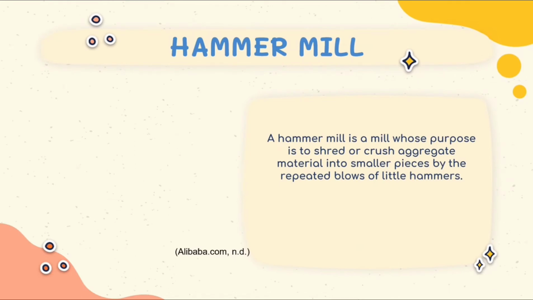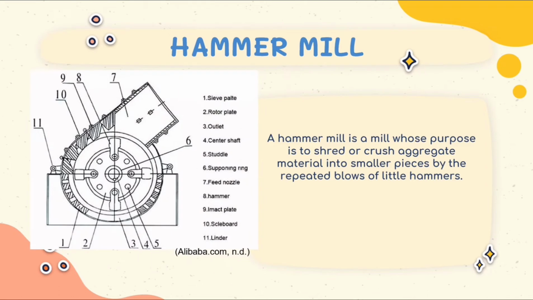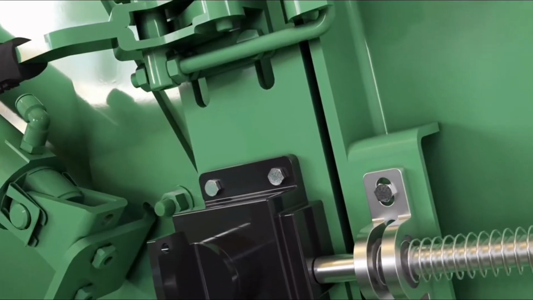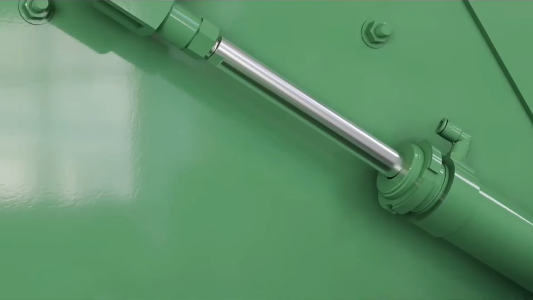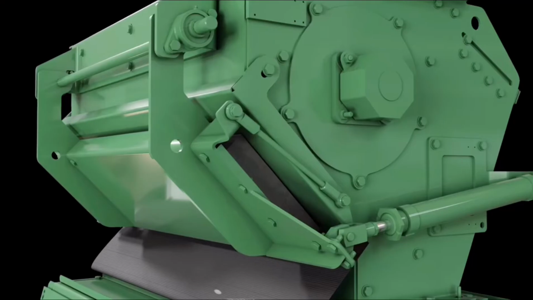Next, the equipment that our group chose is the hammer mill. A hammer mill is a mill whose purpose is to shred or crush a thick material into smaller pieces by the repeated blows of little hammers. A hammer mill is one of the examples of equipment for mining and is the most widely used grinding mill. It is made of a rapidly moving hammer connected to a high-speed rotor housed in a cylindrical casing.